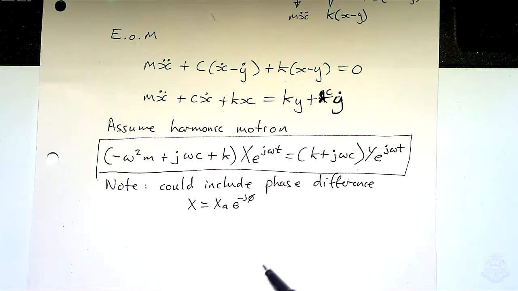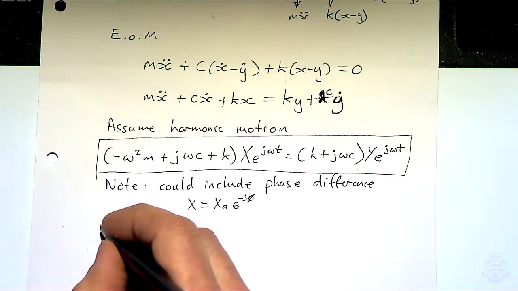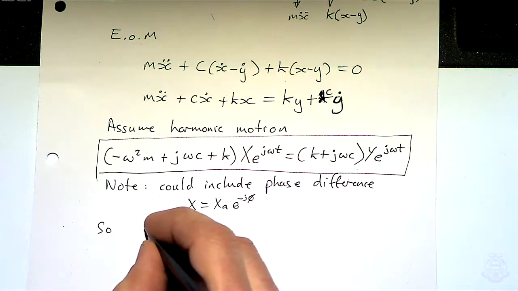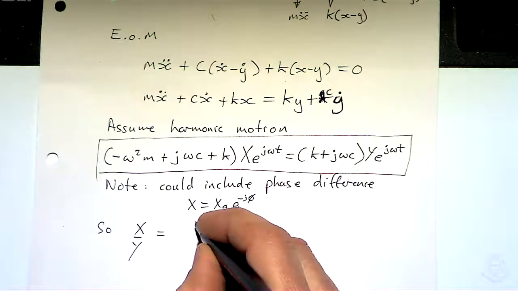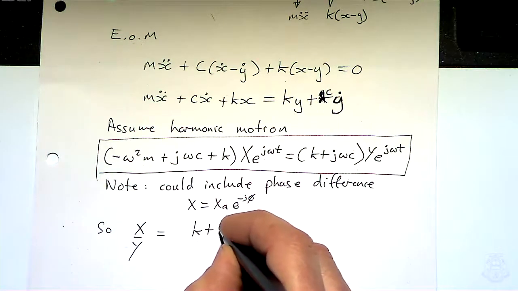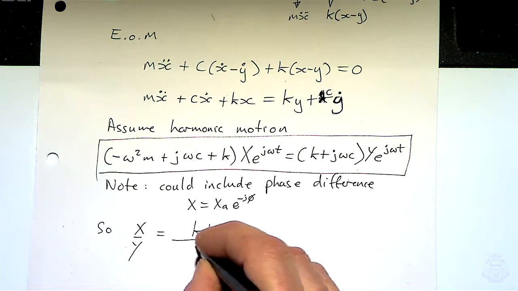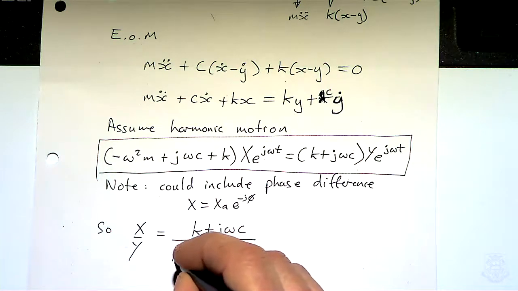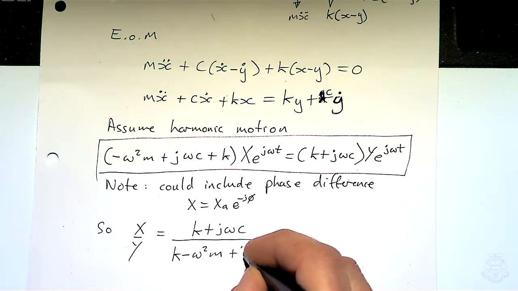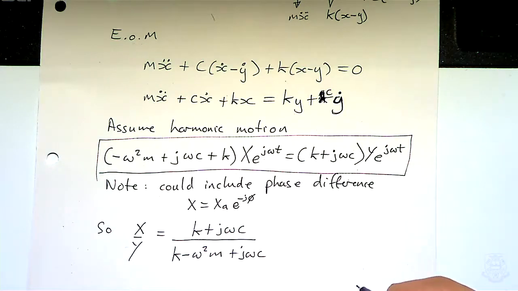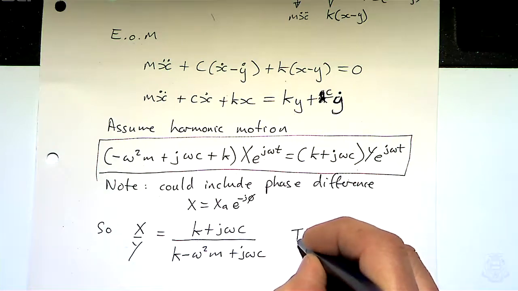We can divide out the e to the j omega t's, can't we? And we get big X over big Y is equal to k plus j omega c over k minus omega squared m plus j omega c. And this is called the transmissibility.